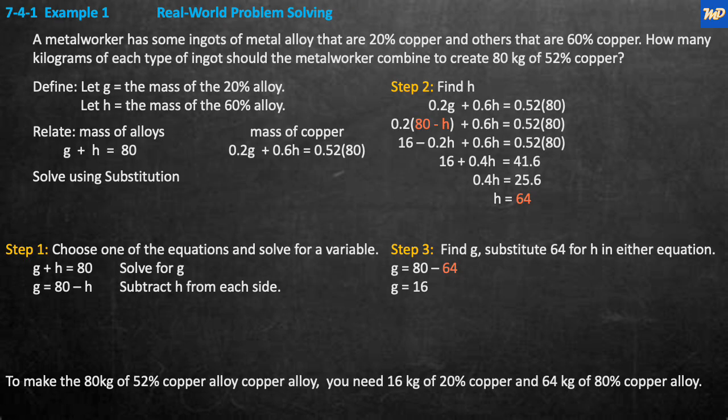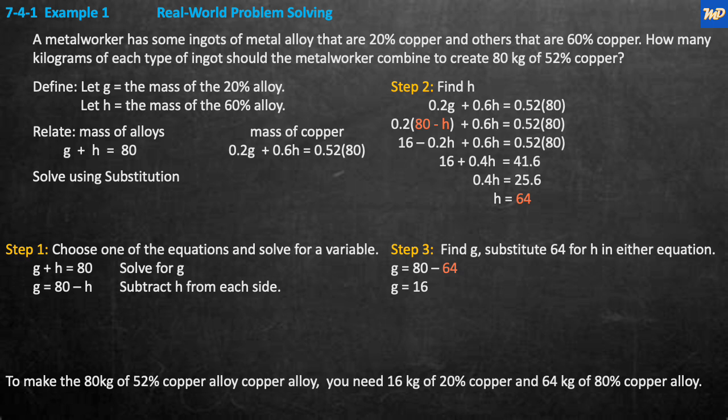Okay, example 1, it's a real-world problem. A metal worker has some ingots of metal alloy that are 20% copper and others that are 60% copper. How many kilograms of each type of ingot should the metal worker combine to create 80 kilograms of 52% copper? Let's see how we do this.